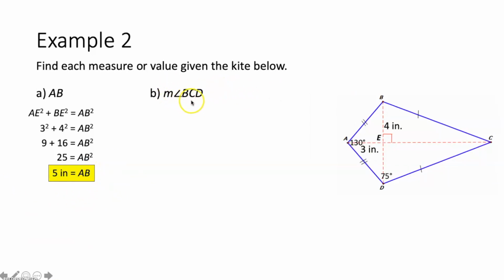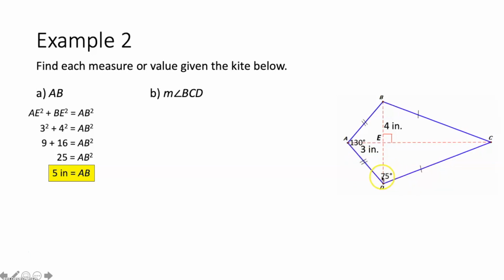So part B, we're trying to find the measure of angle BCD. So angle BCD would be this angle right here. How do we find this angle? Well, if you recall, a kite has one pair of congruent angles, and those are the angles formed by the non-congruent sides.